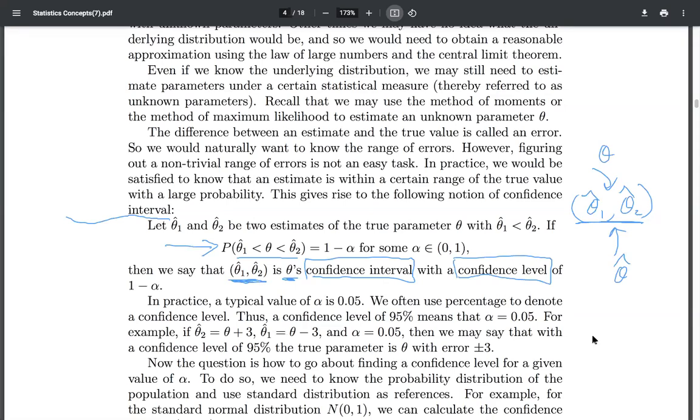Okay, so now in practice, in general, we set alpha to be 5%, because a lot of statistics will tell you that once something reaches 95%, it's fairly certain. In other words, it's really hard to distinguish anything in that top 5% level.